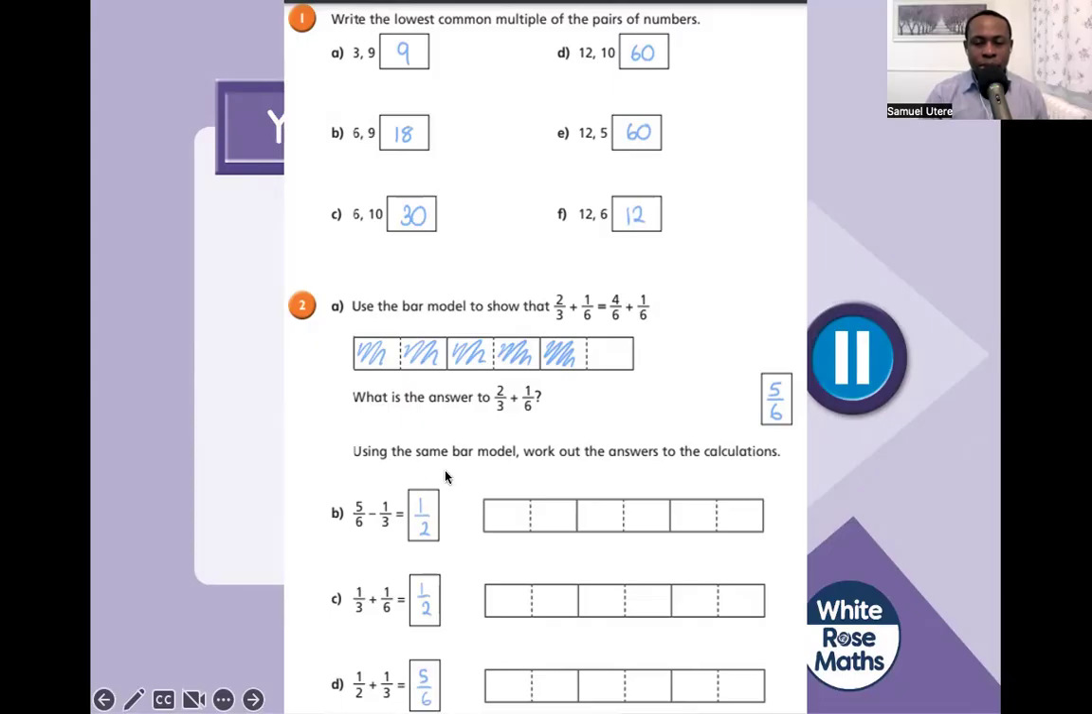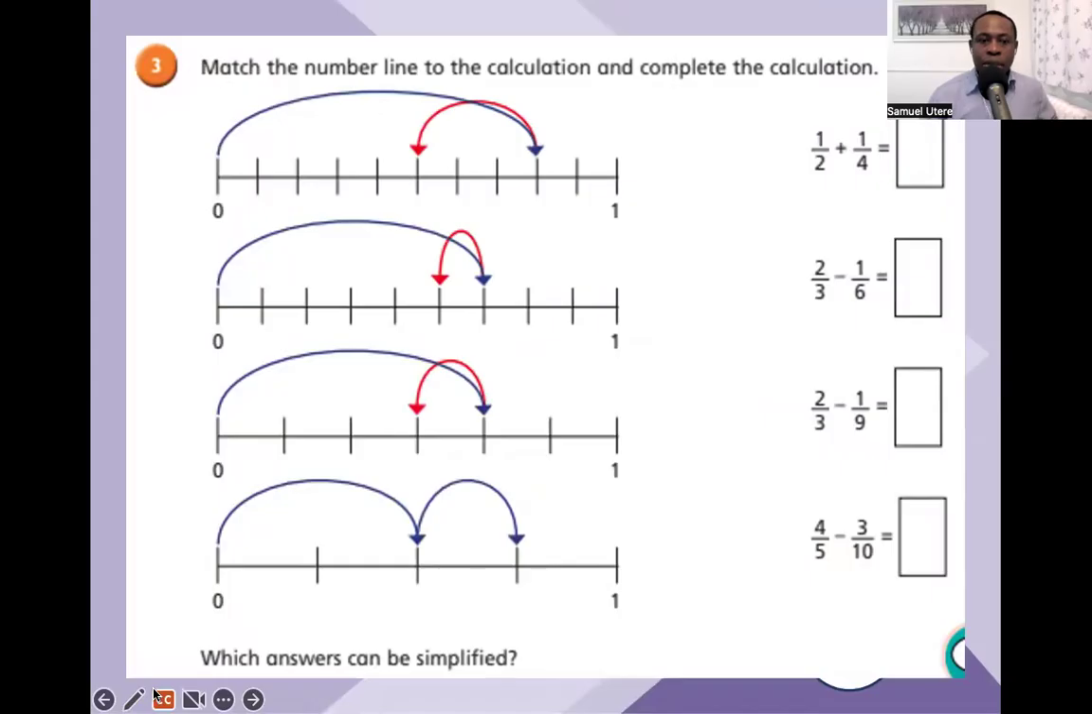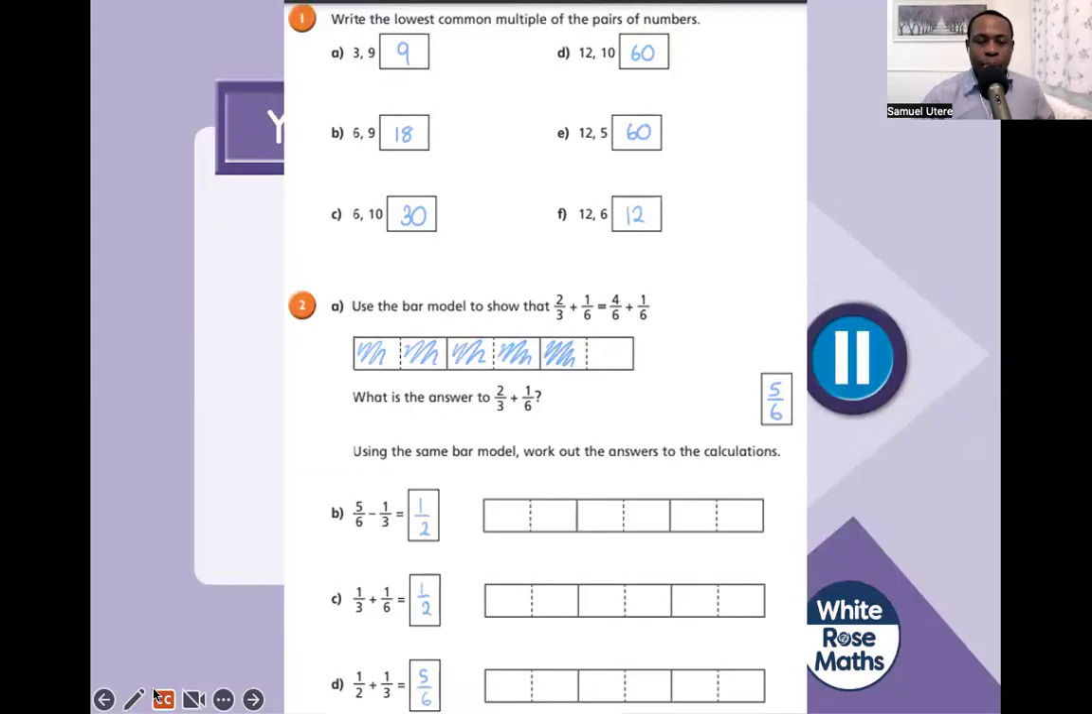And then next it says, using the same bar model, work out the answers to the calculations. All right, so these are the answers to the calculations. Something I want to show you quickly, which we'll look at even in our next slide as we carry on with our learning, is this. We could simply make the denominator 6 by multiplying by 2, and we'll multiply the numerator by 2. So that will become 5 minus 2, which will give us 3/6. And of course, 3/6 will be a half. And this is the answer for the other ones.